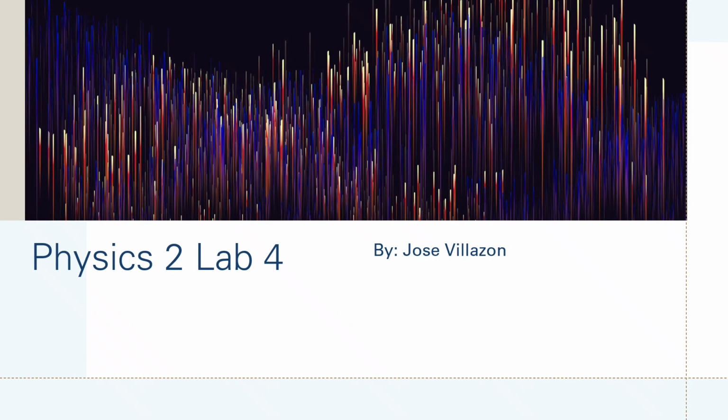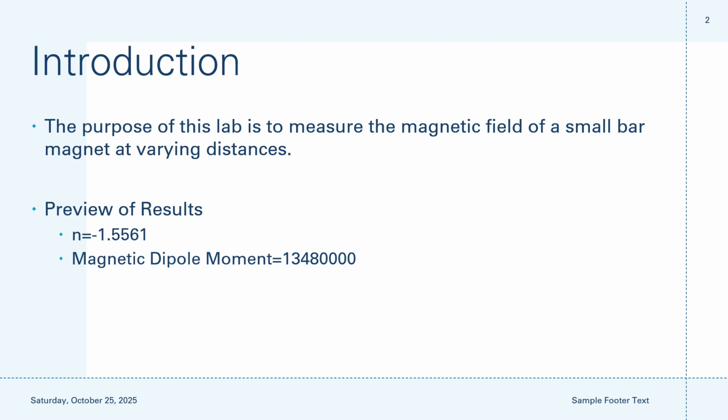Hi, my name is Jose, and this is my Physics 2 Lab 4. A little bit of an introduction. The purpose of this lab is to measure the magnetic field of a small bar magnet at varying distances.